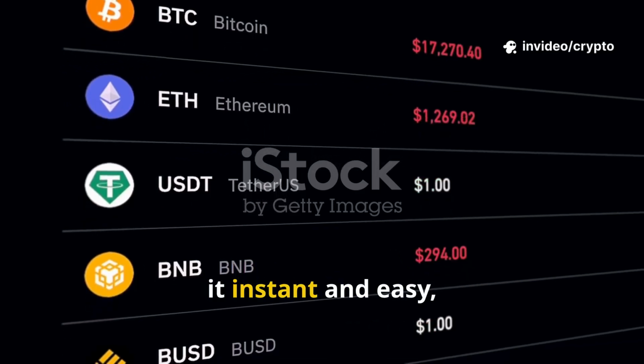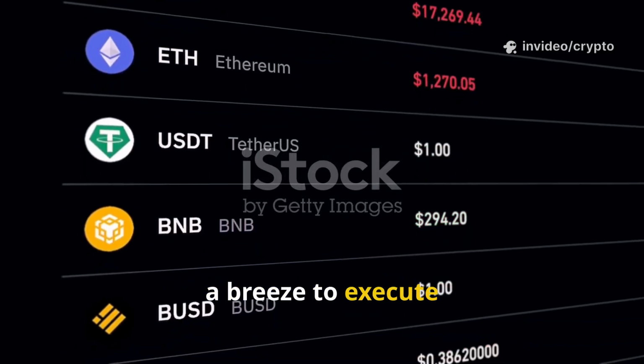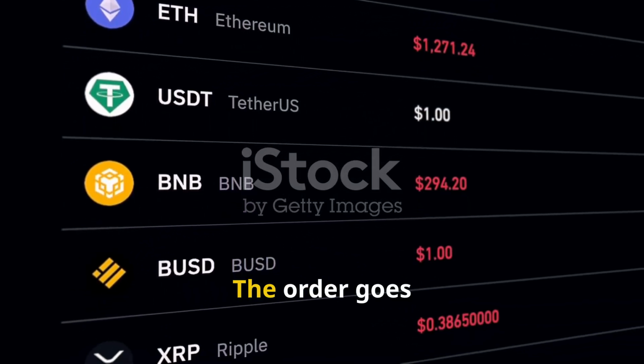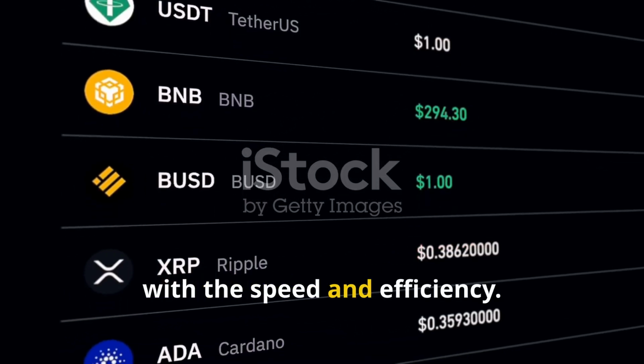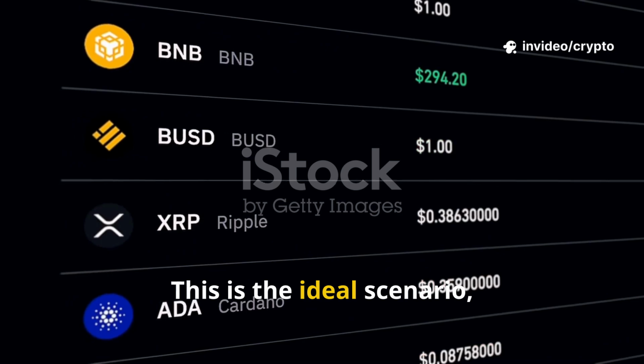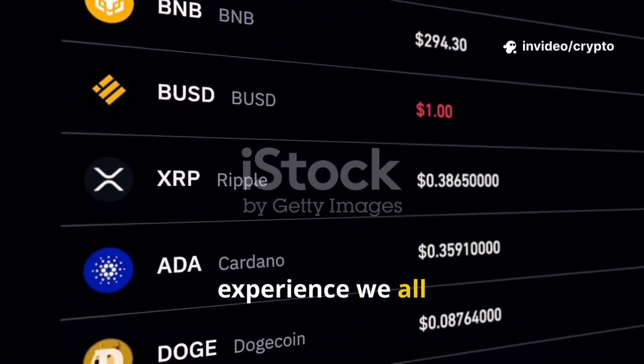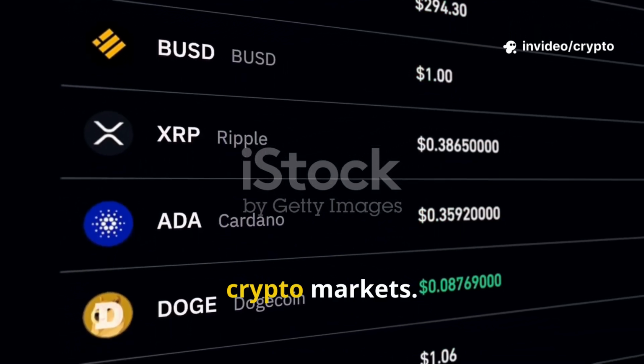Sometimes you find it instant and easy, a breeze to execute your trades at the price you want. The order goes through without a hitch, and you're left feeling satisfied with the speed and efficiency. This is the ideal scenario, the kind of experience we all hope for when participating in the crypto markets.